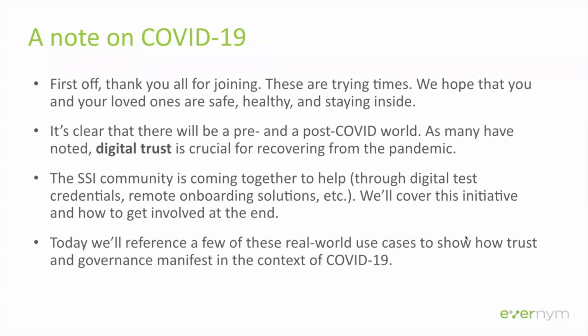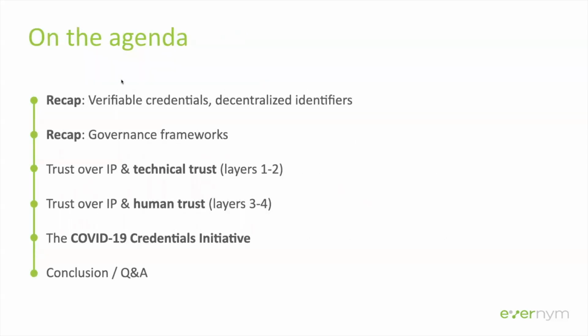We'll talk about this more at the end, but throughout this presentation, which is going to be about an architectural stack, we're going to use real world examples, some of which we are implementing right now and which we're going to be designing with this community. So that's going to be what we're talking about. We're first just going to do a high-level recap, verifiable credentials and decentralized identifiers, and then governance frameworks, because that's what the stack is based on. And then we'll cover the first two layers of the stack that are about technical trust, and the second two layers about human trust. And then we'll close by talking about the credentials initiative, COVID credentials initiative.